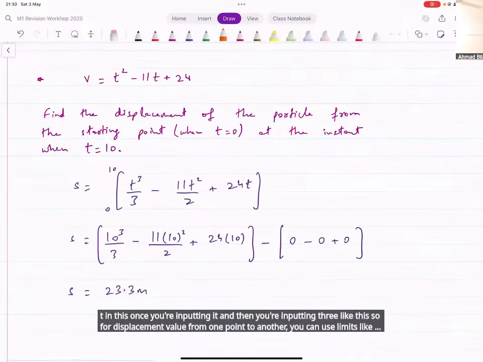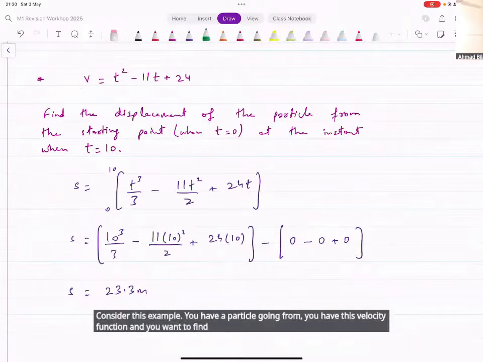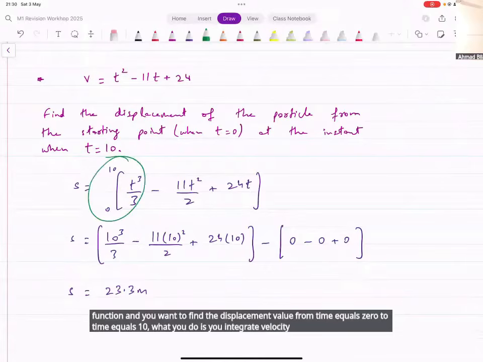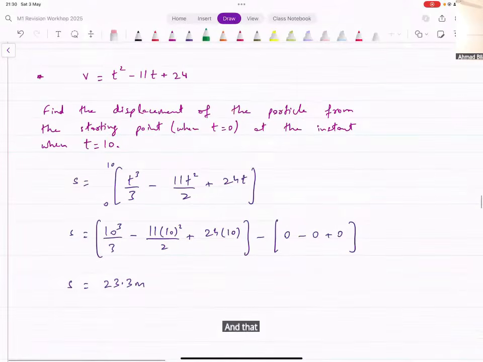Consider this example. You have this velocity function, and you want to find the displacement value from time equals 0 to time equals 10. What you do is you integrate velocity, input these limits 0 to 10, and that gives you the displacement from this point to another.